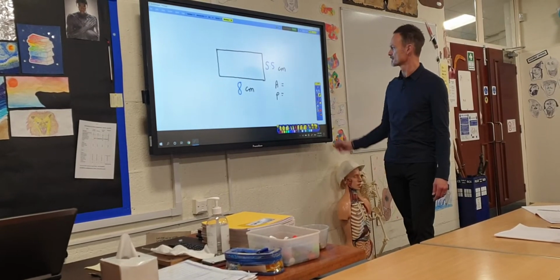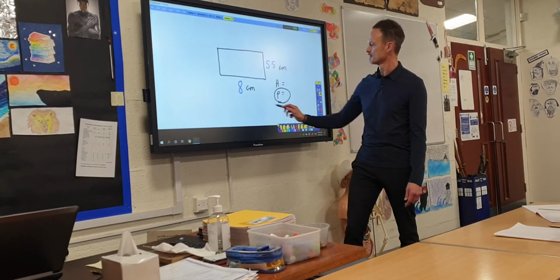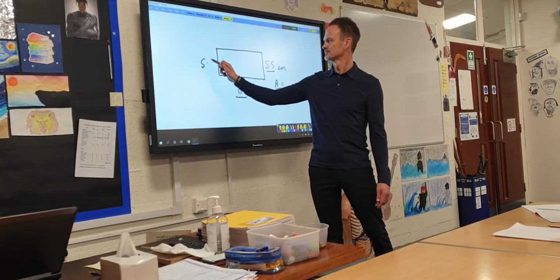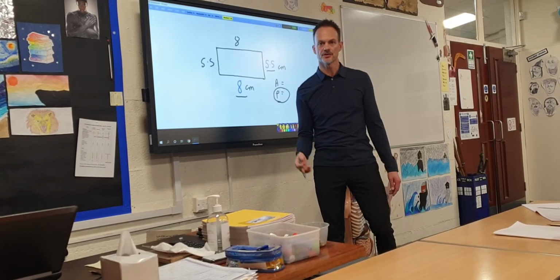Second bit should be really simple. All we're doing is finding the perimeter. We should know what to do. Loads of ways you can do that. I'll leave you to it.